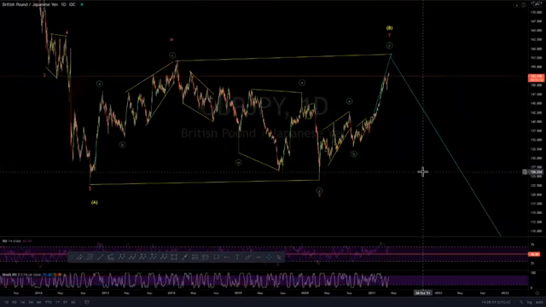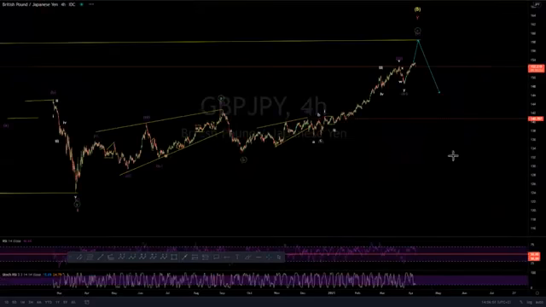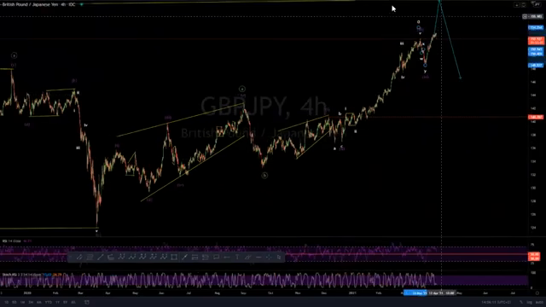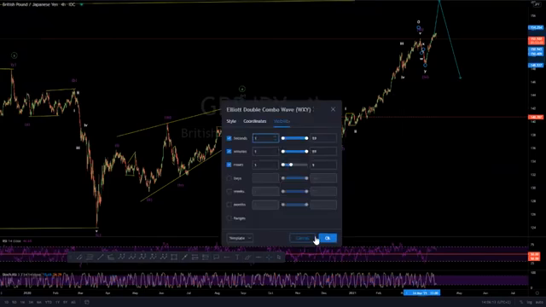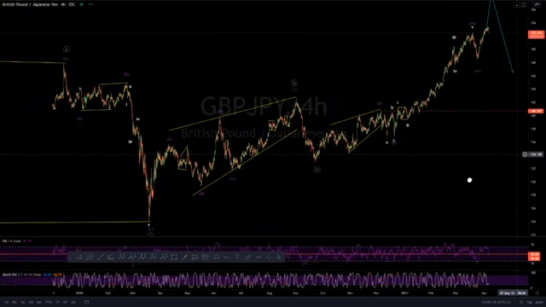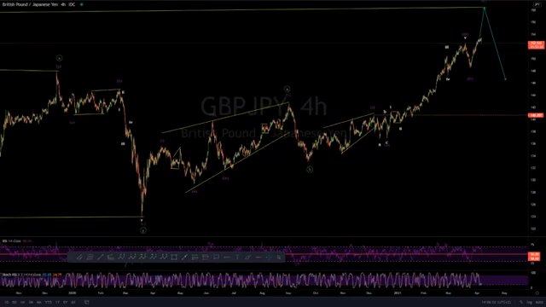Okay, let's look at the 4 hourly. Okay, let's just make that one be visible. Right, so let's look at that last leg here on pound yen. So I'm looking at this here.